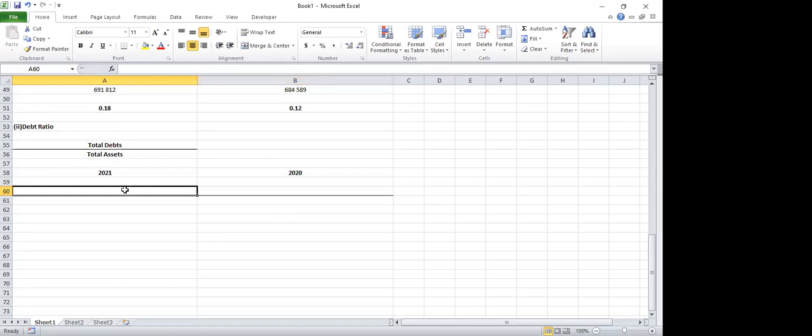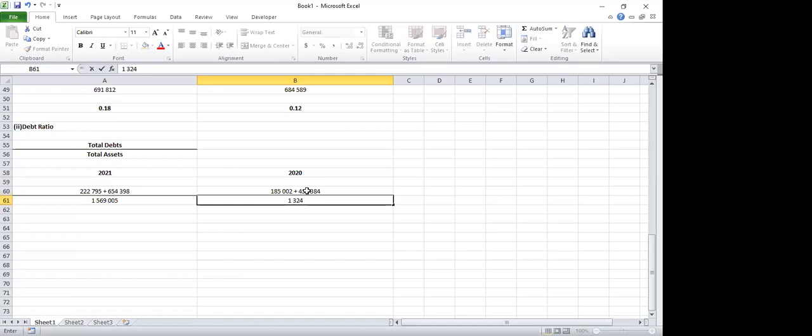Right, so we're going to say in 2021, 222,795 plus 654,398 over total assets 1,569,005. And here we would say 185,002 plus 455,384 over 1,324,975.